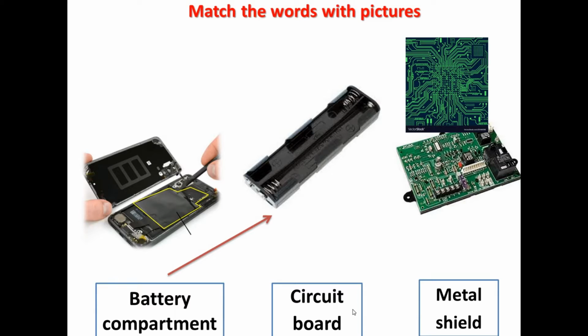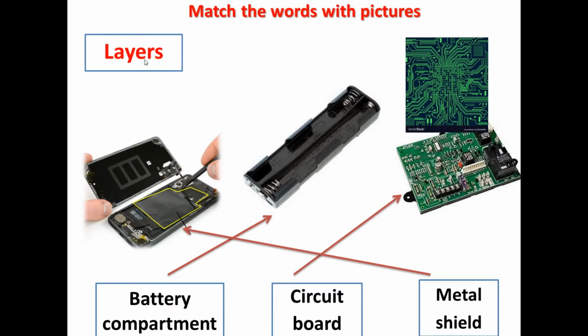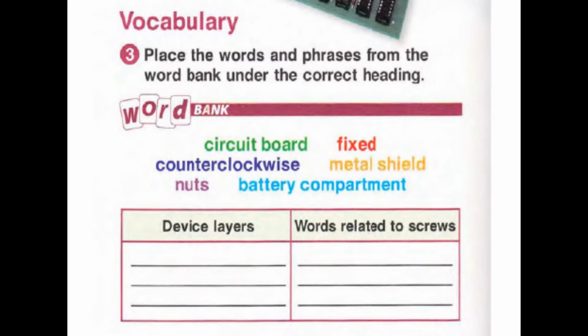Which picture? Circuit board is the third picture. Metal shield is the first picture. And I have another word, layers. How do you think which images can be matched with the word layers? Right you are, because all the objects which are shown in the pictures are the parts of an electronic device, and they can be called layers.